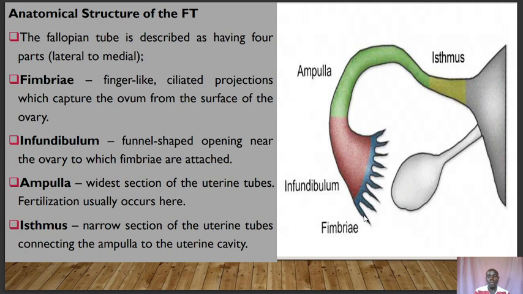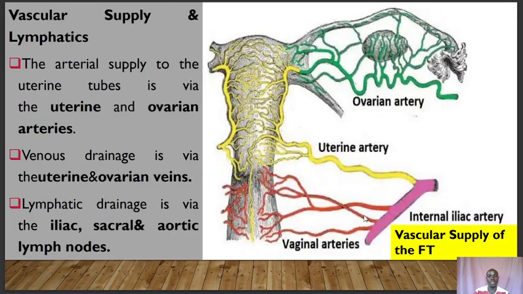Then the ampulla is the widest section of the uterine tubes. This is where fertilization usually occurs. Then the isthmus is the narrow section of the uterine tubes. This connects the ampulla and the uterine cavity.